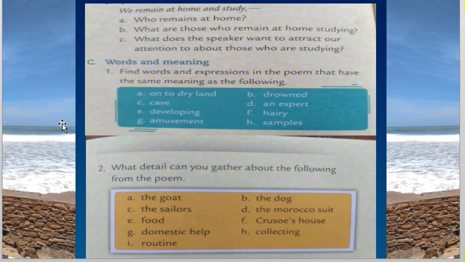Exercise C, you have to find the meaning of these words. And in question number 2, you have to find what information you get about these things. Goat, sailor, food, domestic help, routine, dog, Morocco suit, Crusoe's house, and collecting.